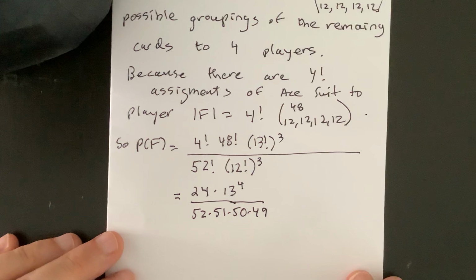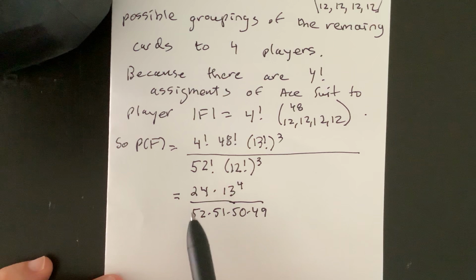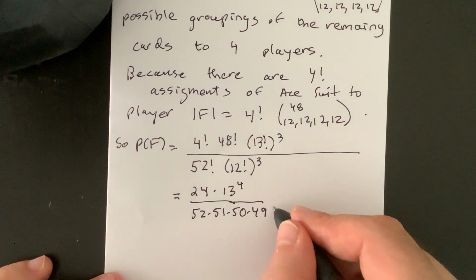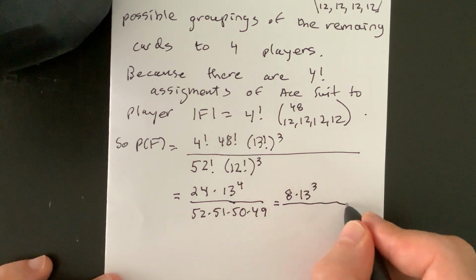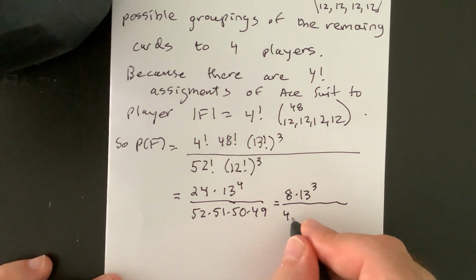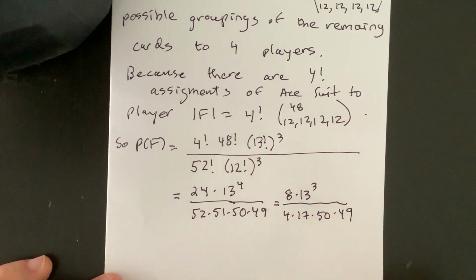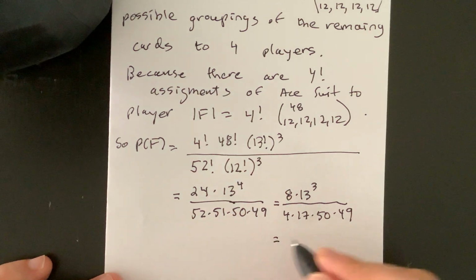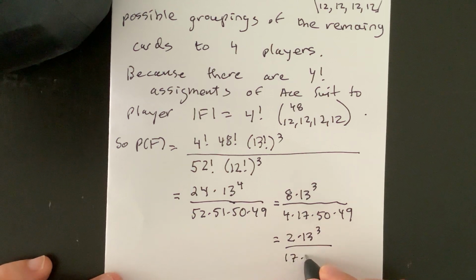We could do a little more cleanup here, right? You can clean this up. So let's see, I get maybe a little more. Sorry, I can't resist. 8 times 13 cubed. I took a 3 out and a 13 out, so I have 4 times 17 times 50 times 49. I don't see any more 13s. I could take a 4 out now, and write this as 2 times 13 cubed over 17 times 50 times 49. I think that's it for me.